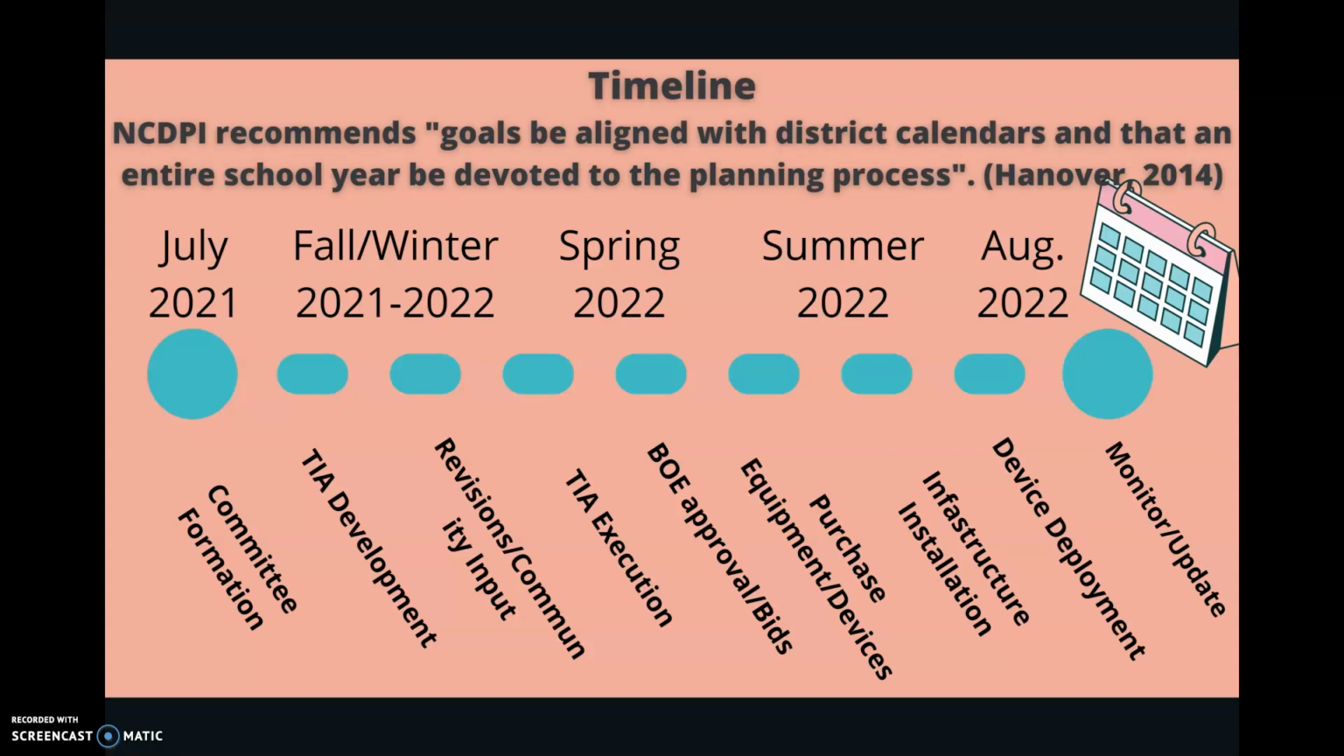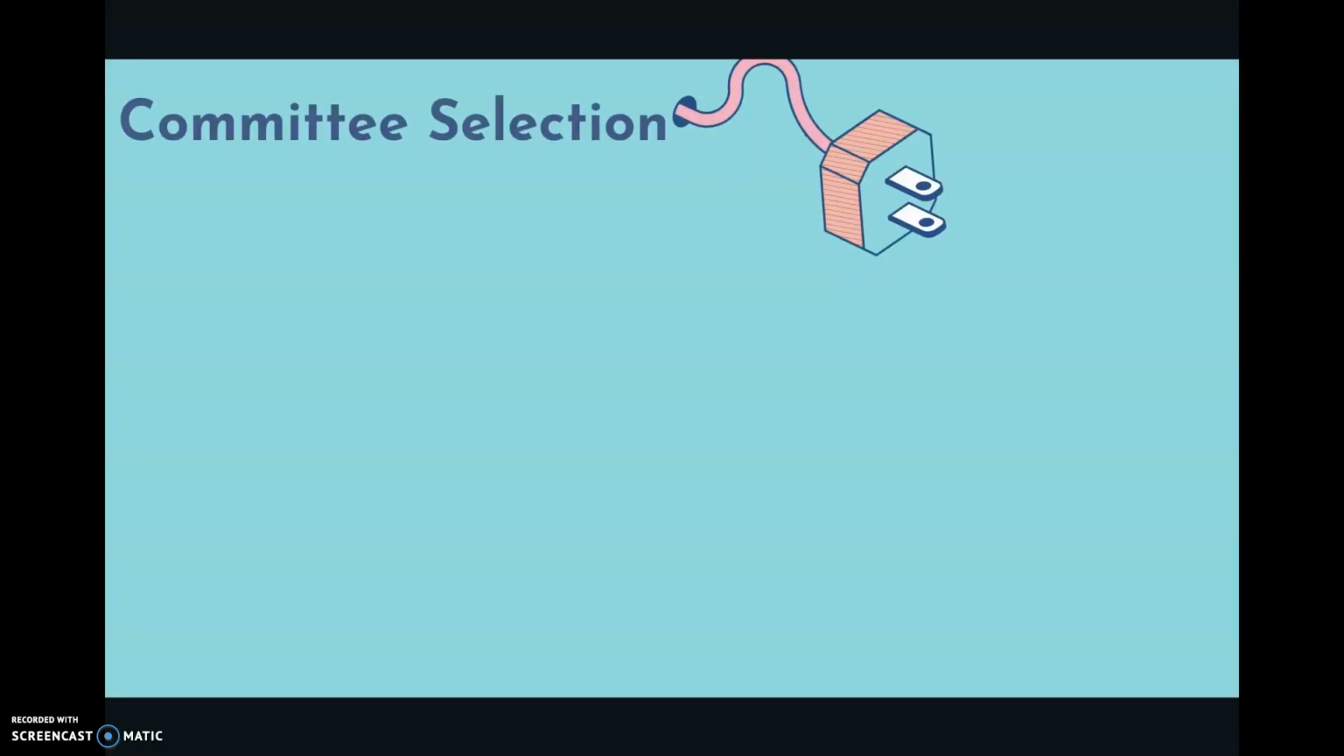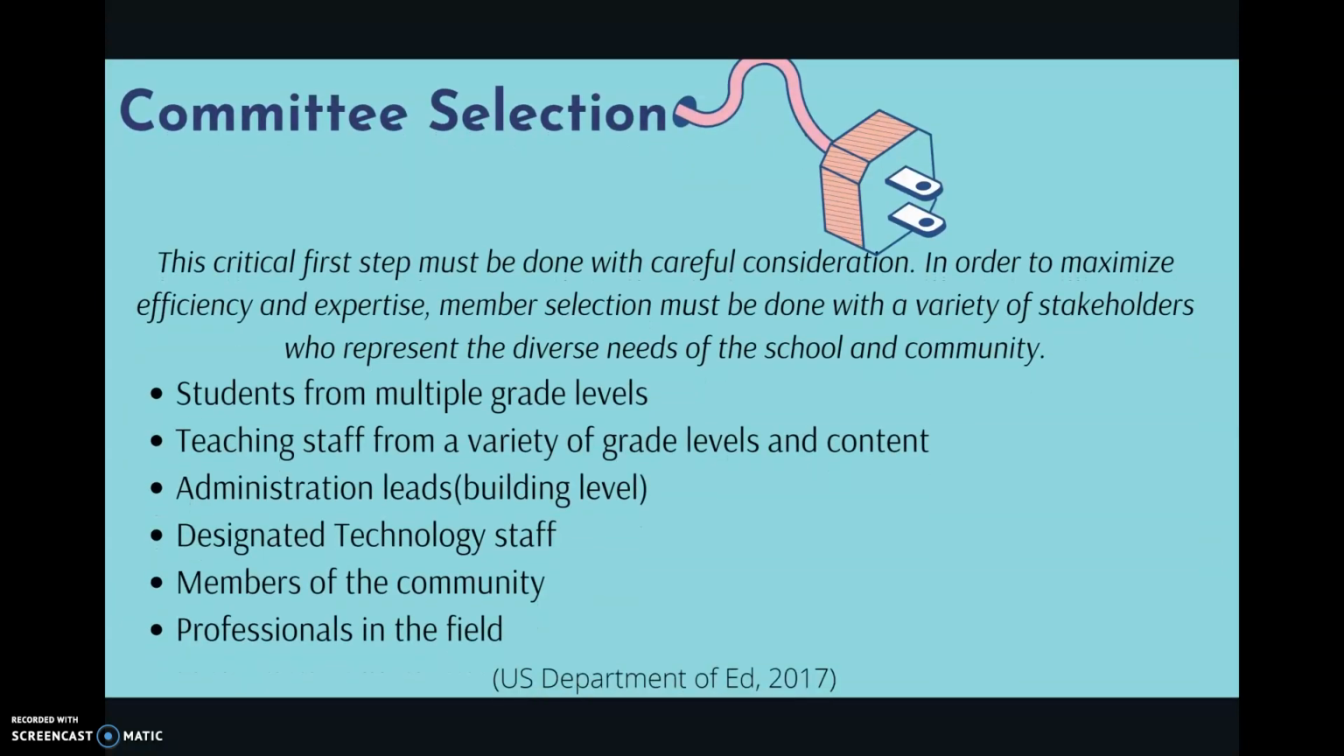But you can see there that we have the committee formation at the beginning, the development of the TIA, any revisions and community input, on through the execution, the Board of Education approvals, actually purchasing equipment and building infrastructure, and then device deployment or upgrades to the system. And then at the end I have monitor and update. That's something that'll need to take place over the course of several years. It's an ongoing step.